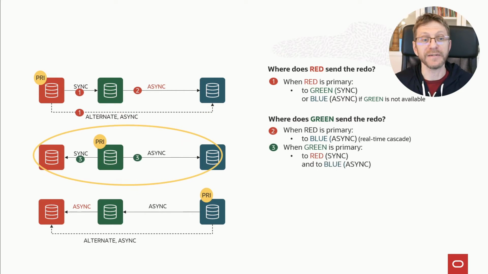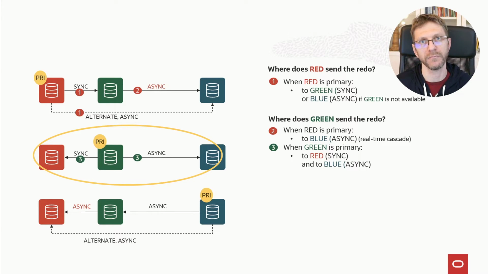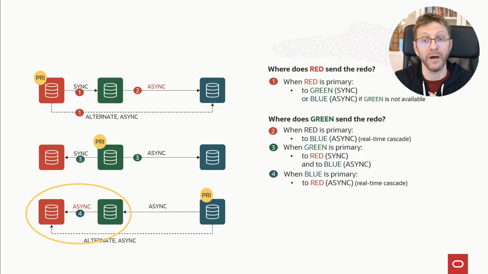But when green itself is primary, it sends simultaneously to red synchronously and to blue asynchronously. And then I have another rule for green. That's where when blue is primary. So when blue is primary, green sends to red asynchronously.